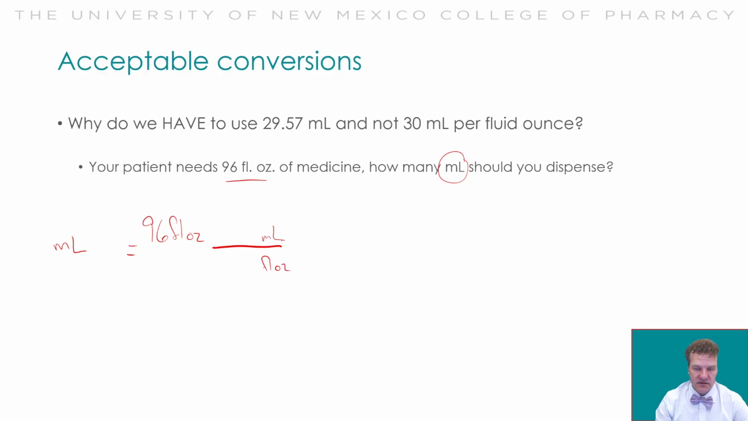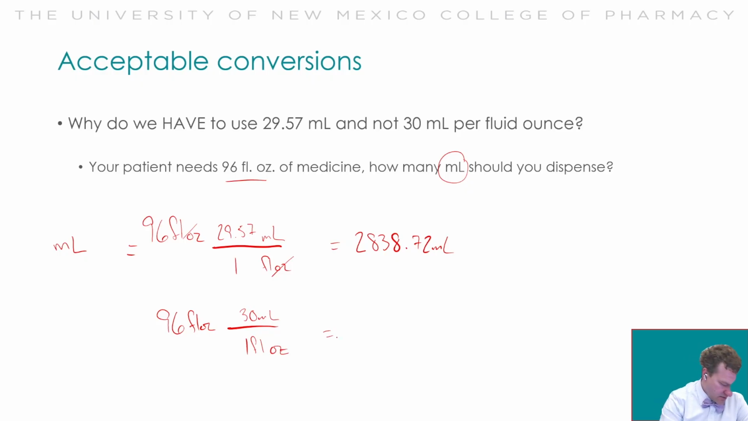We want to go to mils. So remember, 1 fluid ounce is 29.57. Ounces cancel. And we can do our math. That gives us 2838.72 mils. Now, if we were to do that same thing using the rounded number, okay, remember this is not what we use, equals 2880 mils.